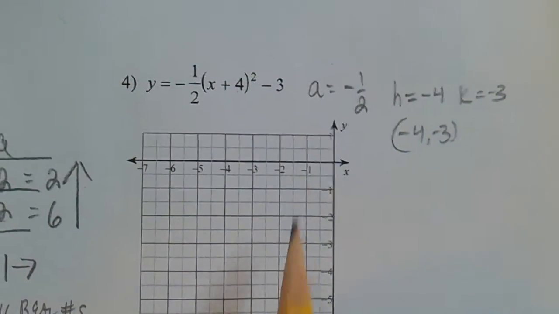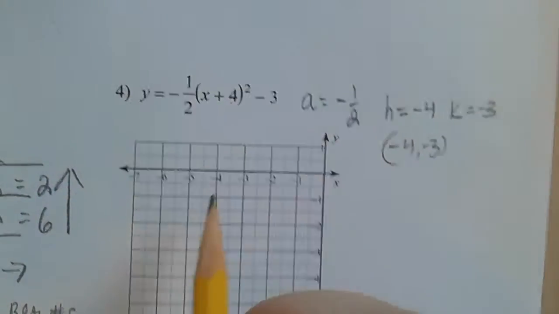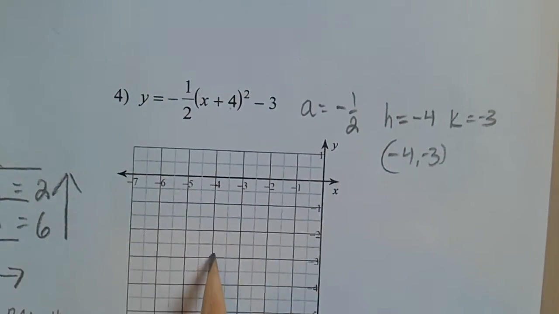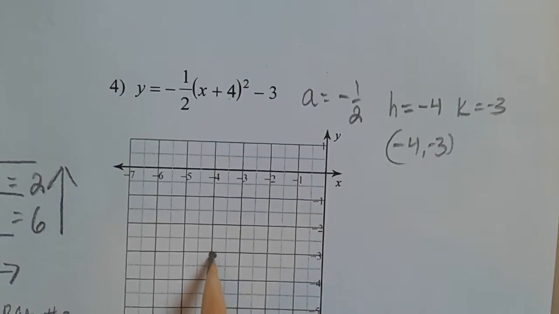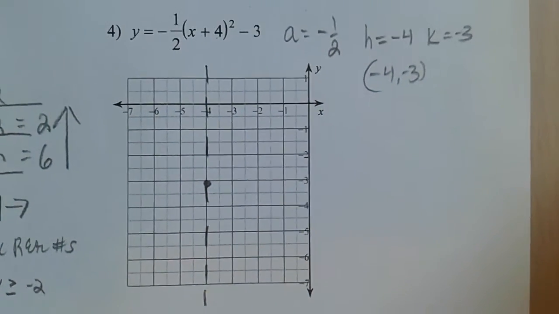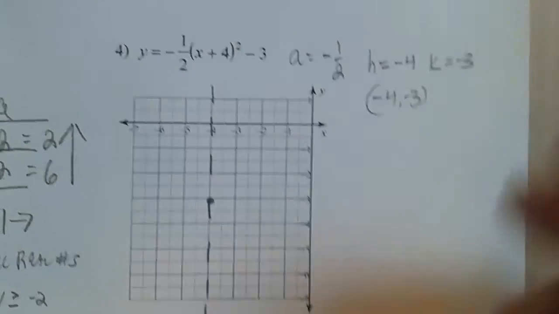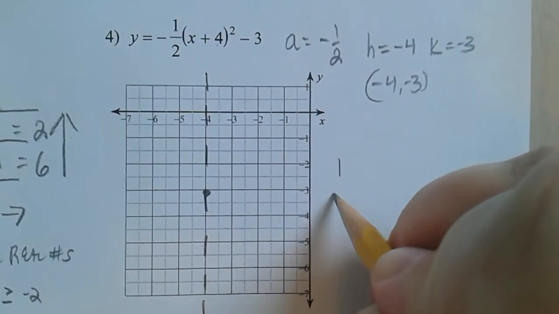So be careful. This graph, each box is a half unit, a lot like number 2. So just be careful when we're plotting these points. 4, negative 3 would be right here. Now, if you're making your own graphs, you don't have to have your graphs go up by a half like this. You can have your graphs go up by 1. That's perfectly fine. Okay, so I write 1 and 3.